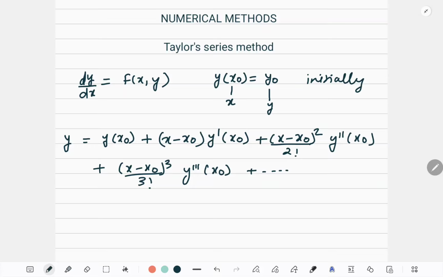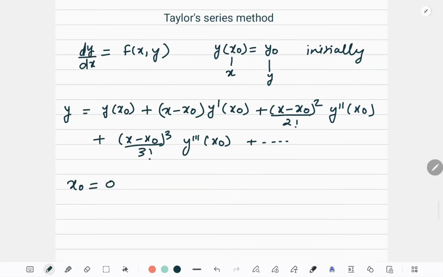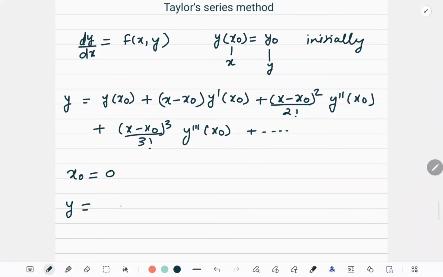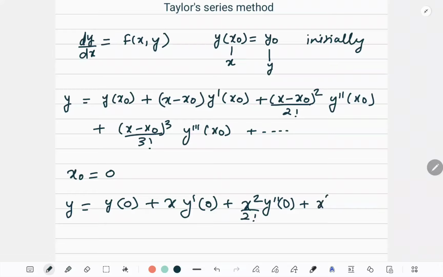Now one more important thing. If I am given that the x0 value is equal to 0, in that case this series gets converted to y is equal to y0 plus x y dash 0 plus x square upon 2 factorial y double dash 0 plus x cube upon 3 factorial y triple dash 0 plus and so on. So we can directly use this in the case when the x0 value is given as 0.